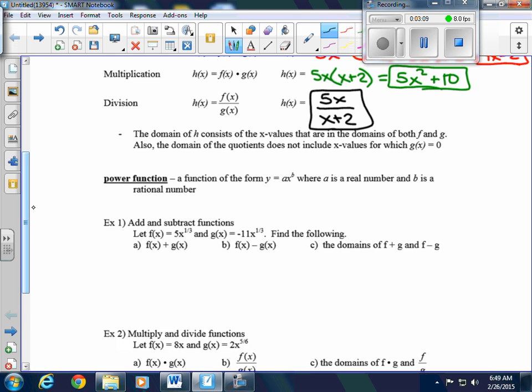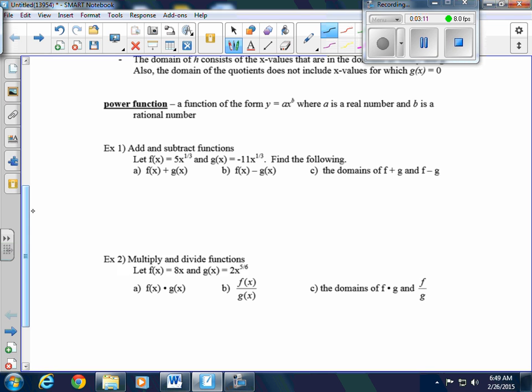So in example 1, we're going to take f of x plus g of x. So f of x is 5x to the 1/3. G of x is negative 11x to the 1/3. And so now we add these. Well, that's going to give us negative 6x to the 1/3. So that is our answer for that one.